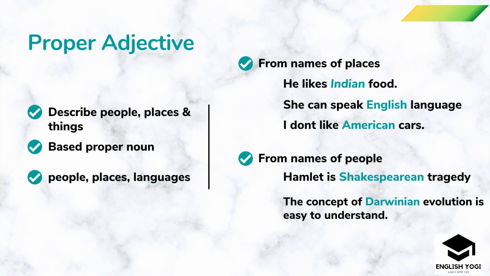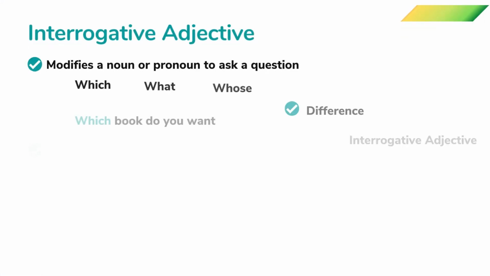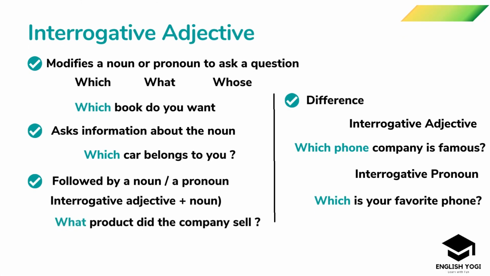So what is a proper adjective? A proper adjective gives extra information by using the names of people, places, and things. Again, moving ahead, the interrogative adjective. What is an interrogative adjective? Interrogative adjectives modify a noun or pronoun. And what is the purpose of this? To ask a question. And what are they?